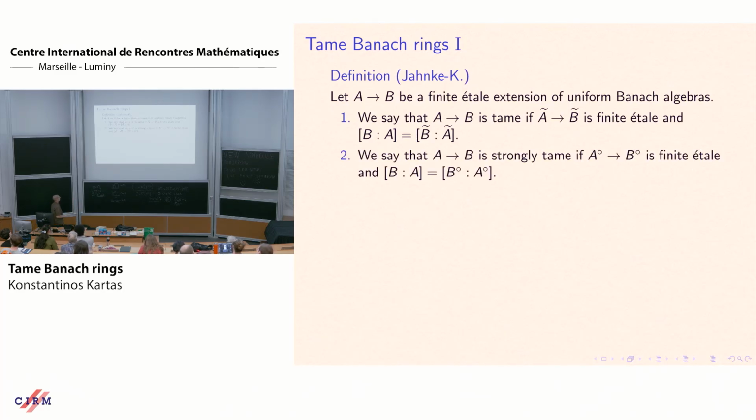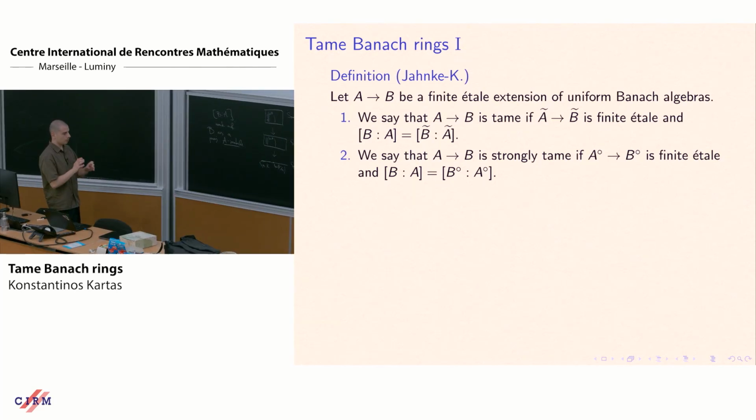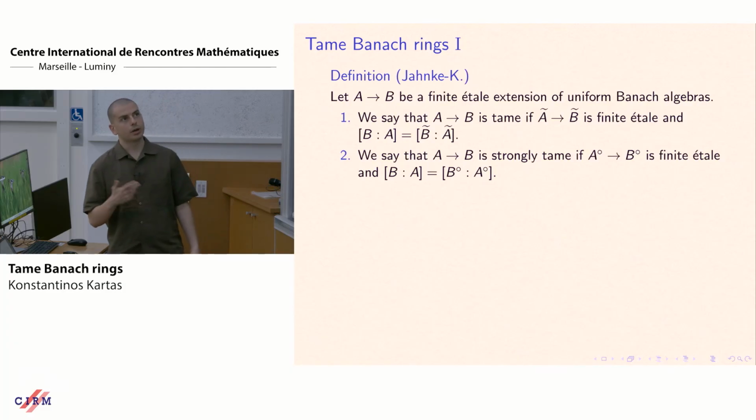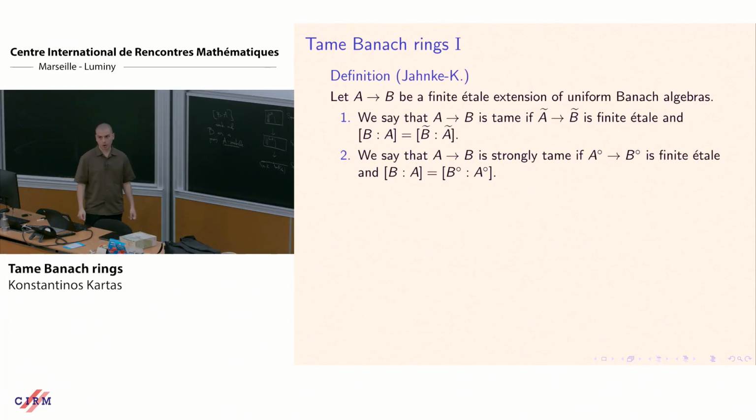We also say that A to B is strongly tame, which is going to be the analog of an unramified extension in the context of valued fields, which is an extension that comes from an extension of the residue fields of the same degree. So we say that A to B is strongly tame if the corresponding morphism between the power bounded elements is finite etale and the degrees agree.